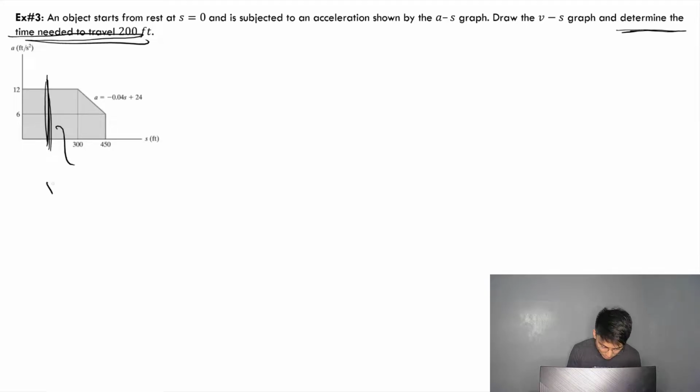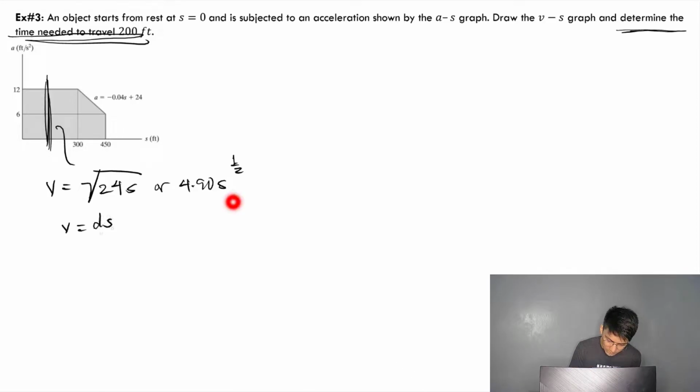Yung equation na yun ay yung V is equal to the square root of 24S or yung 4.9S raised to 1 half. Okay. Now, solving for the time. To solve for time, meron tayong formula for the velocity na V is equal to ds over dt. Solving for time ngayon. And then, i-arrange natin, we have dt is equal to ds over v.